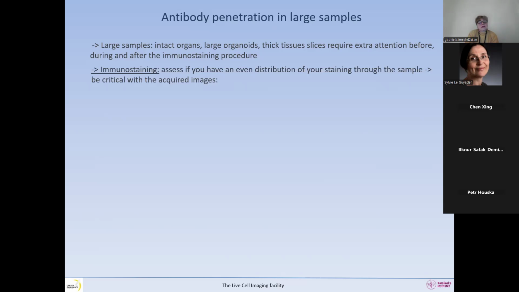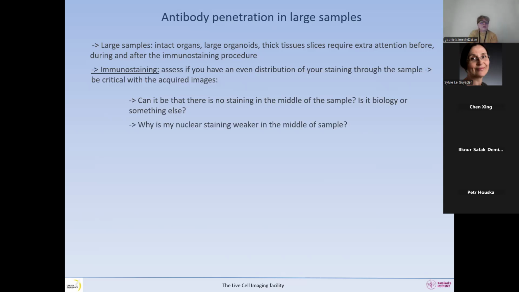You should always assess if you have an even distribution of your staining through the whole sample. So basically, you should be critical with acquired images. If you look at an image acquired of a big sample, ask yourself, can it be that there is no staining in the middle of my stack? Can this be biology or something else?